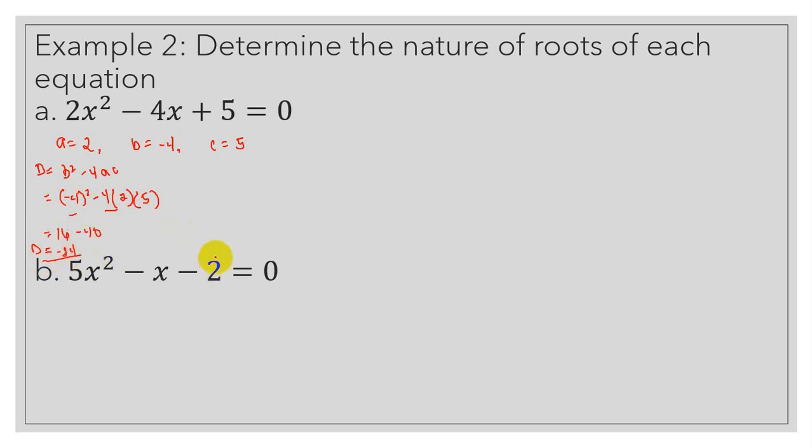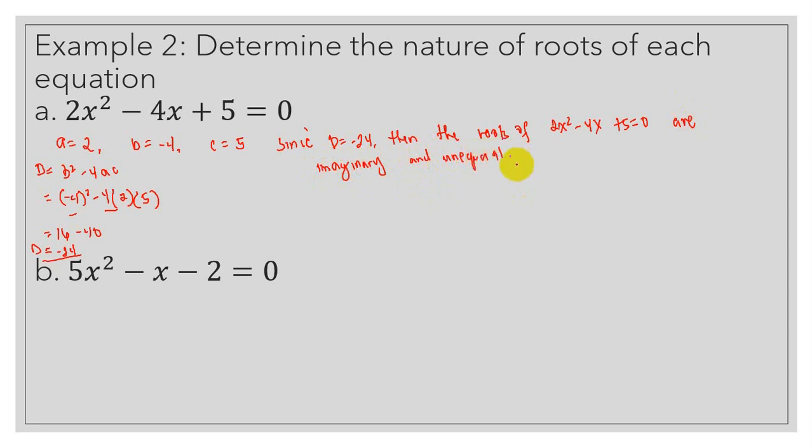Now, it is negative. Therefore, we can say that since D is equal to negative 24, then the roots of 2x squared minus 4x plus 5 equals 0 are imaginary and unequal. So this is now the nature of the roots. Next, let's have the last example. 5x squared minus x minus 2 equals 0.